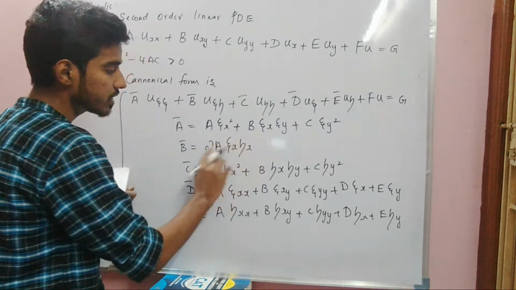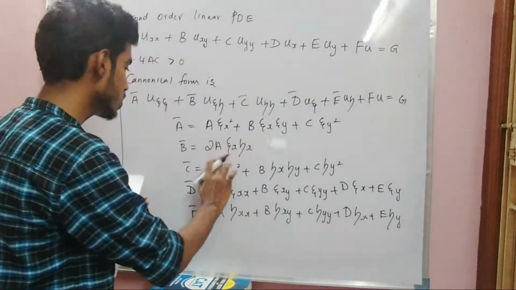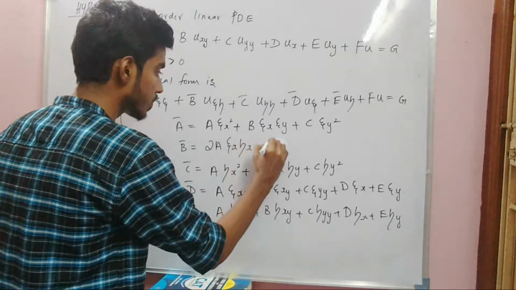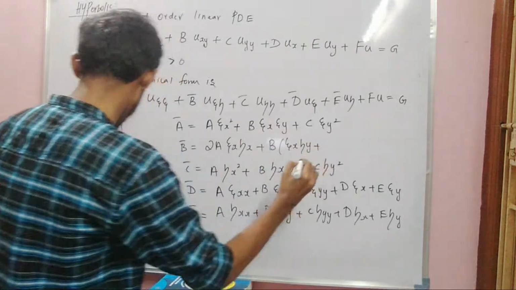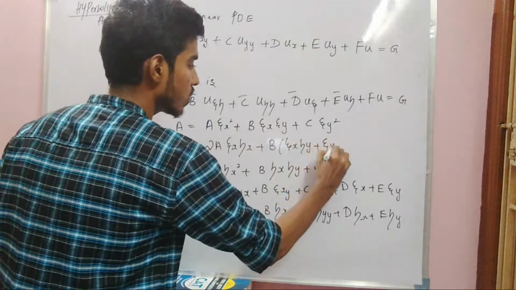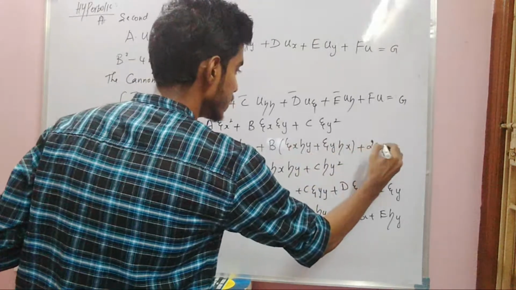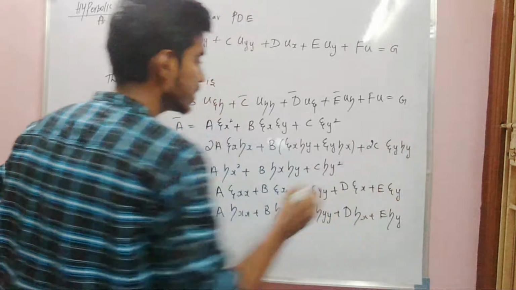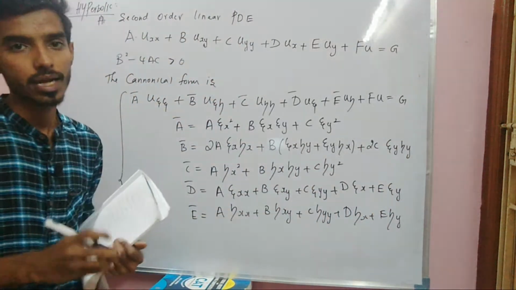Here we are going to have theta and eta in a single term. Here we have either theta or eta, but here we are going to have both theta and eta. So 2A theta x eta x plus B into theta x eta y plus theta y eta x plus 2C eta y, sorry, theta y eta y, that's it. So if you remember these 5 formulas, then you can do any canonical form.